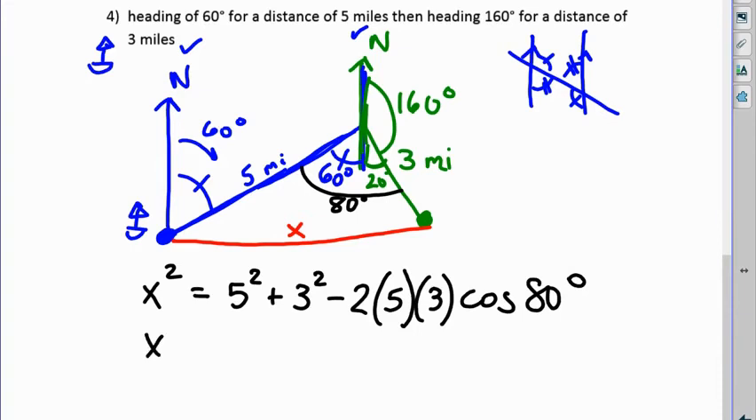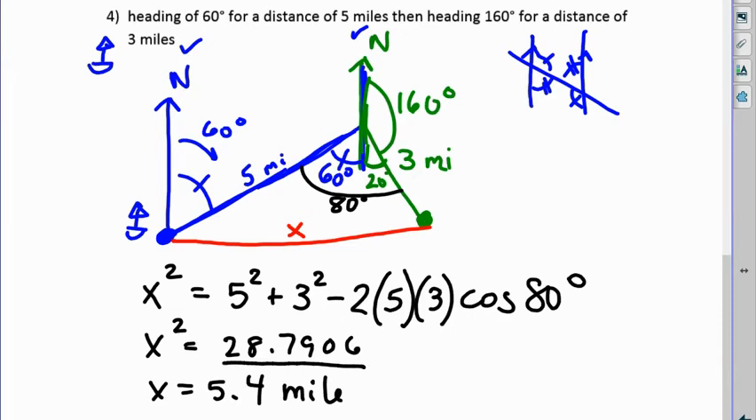X squared will equal, let's see, minus 80, I get 28.7906, square root, x equals 5.4 miles. I'm just rounding it. And so I'd say, hey, Captain, we're 5.4 miles from where we started.